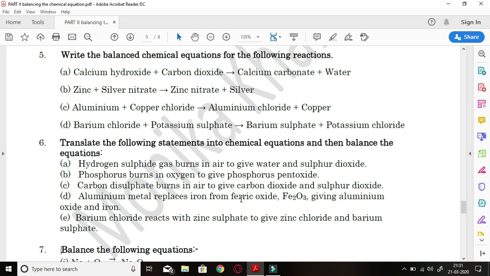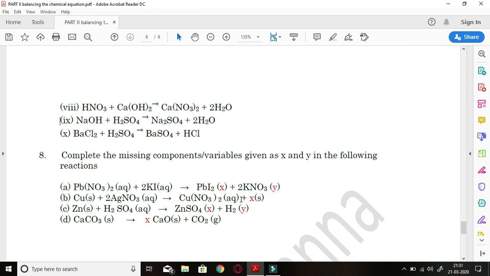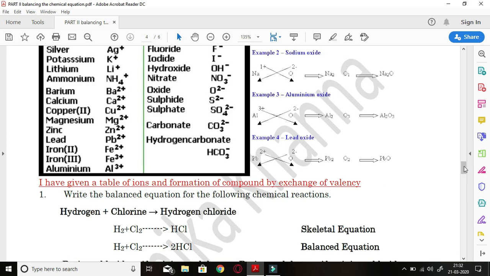Number 6 is translate the following statement into chemical equation and then balance them. Next is 7, balance the following equation. 10 equations I am giving you to balance. And last is complete the missing components or variables given as x and y in the following reaction. I am giving you x and y in red color. You have to find out, you have to assess it. It may be the state, it may be the numerator, it may be like that. You have to find out what is missing in it. Now if you solve this, then all your equations will be balanced, right?